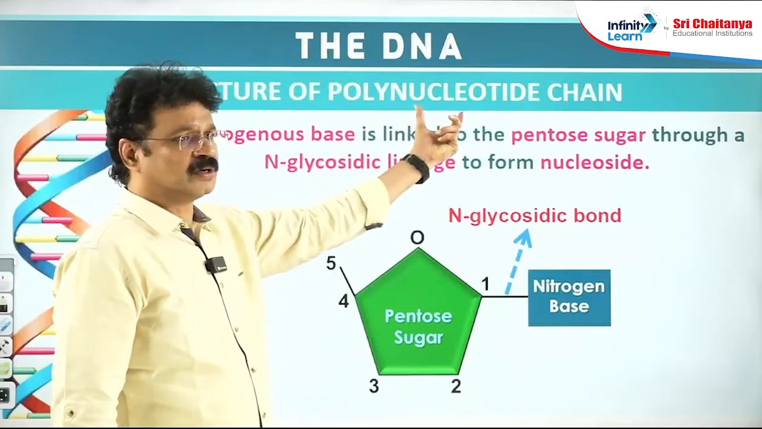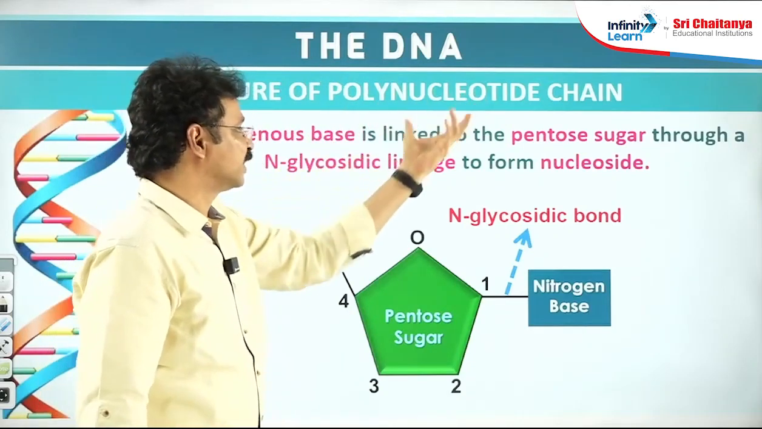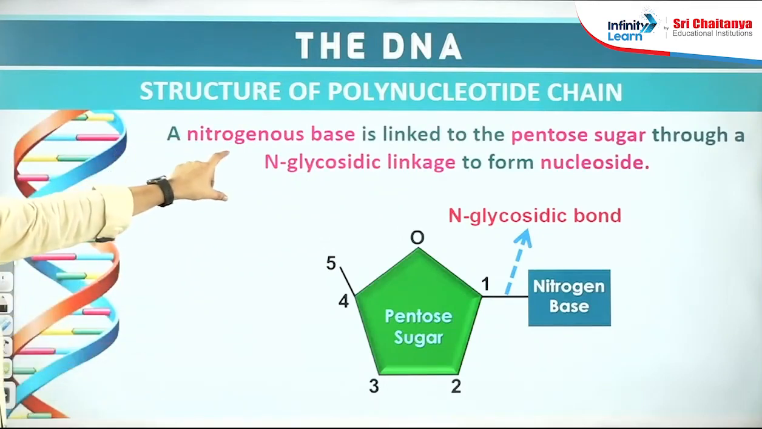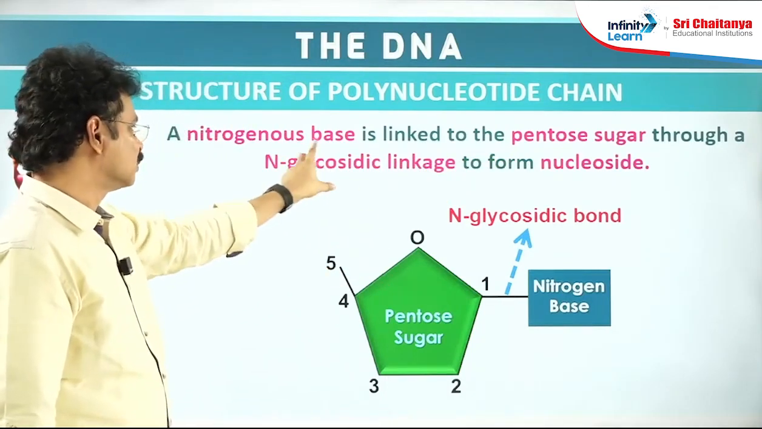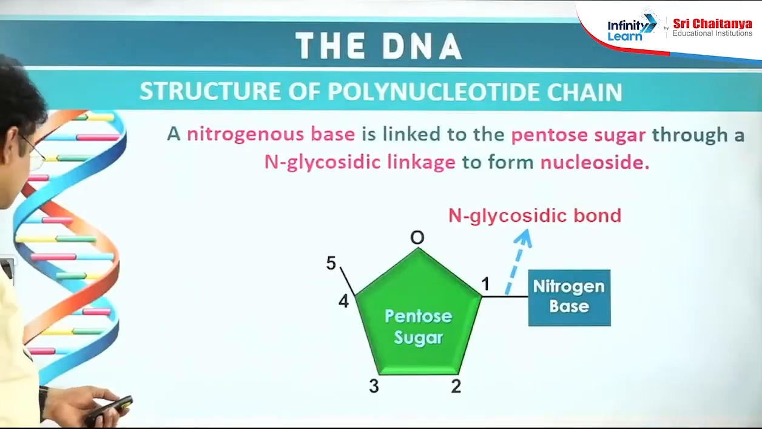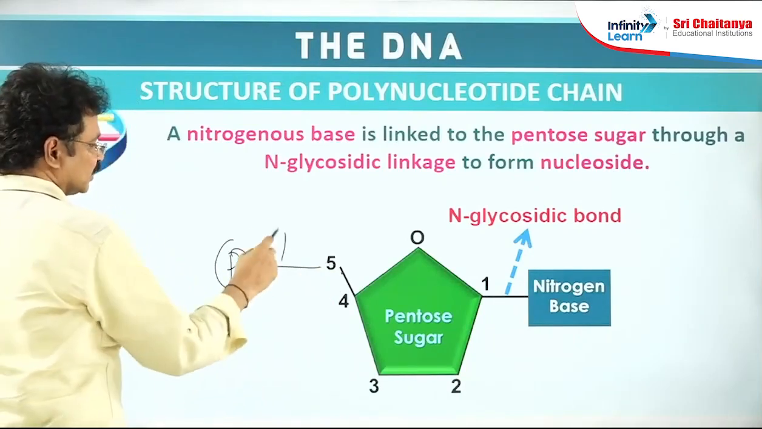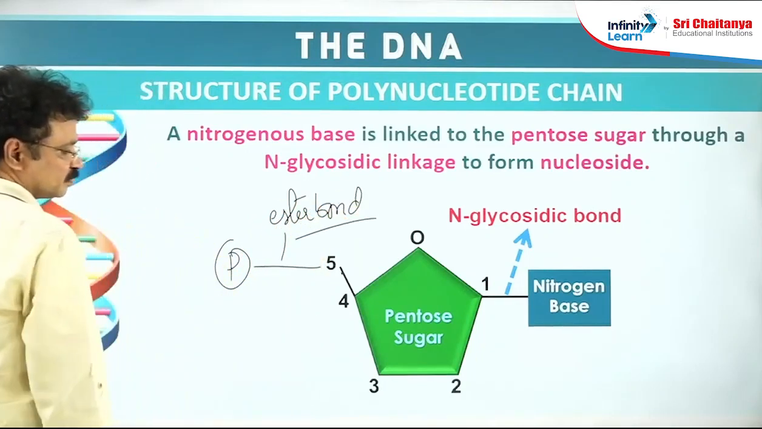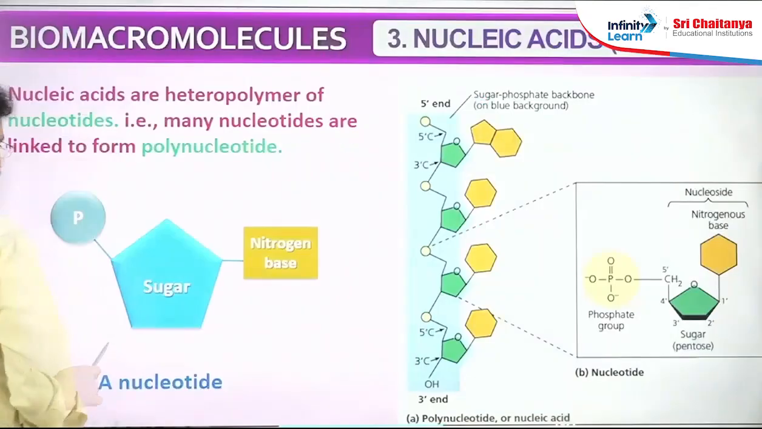A single nucleotide is the monomer or biomicromolecule, but a polynucleotide chain is a macromolecule. Nitrogenous base is linked to pentose sugar through the N-glycosidic bond, just completed recently. Both together are called the nucleoside. If the phosphate is also bound to it, that becomes a nucleotide. Phosphate to the fifth carbon. It is the ester bond. Nucleotide.